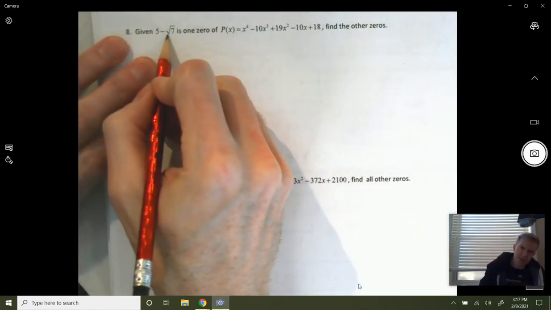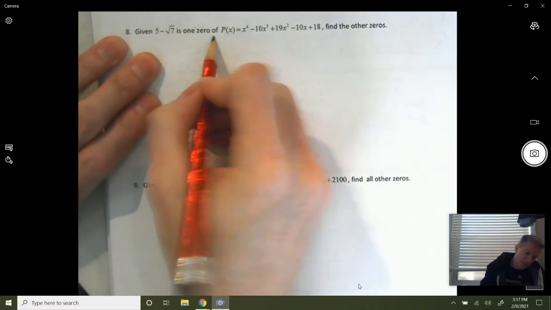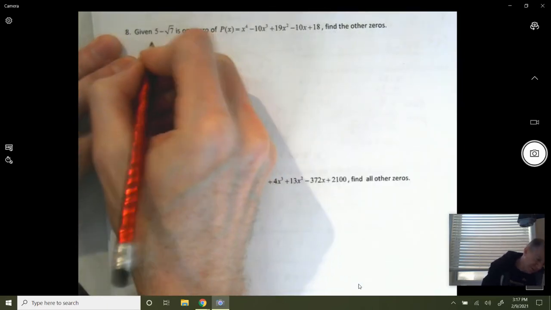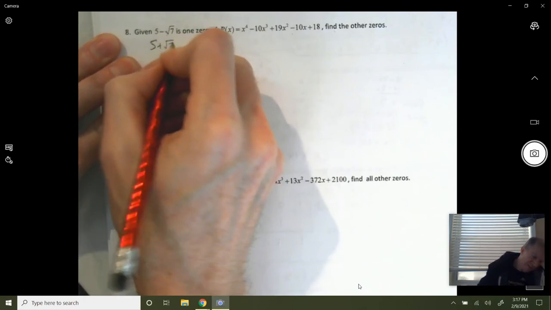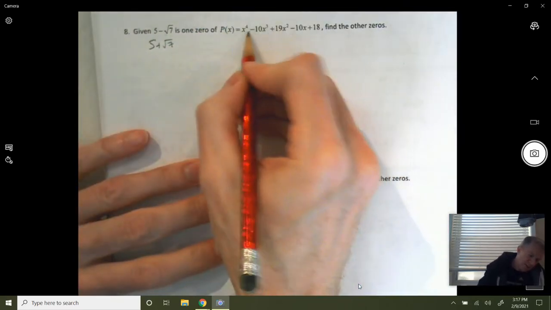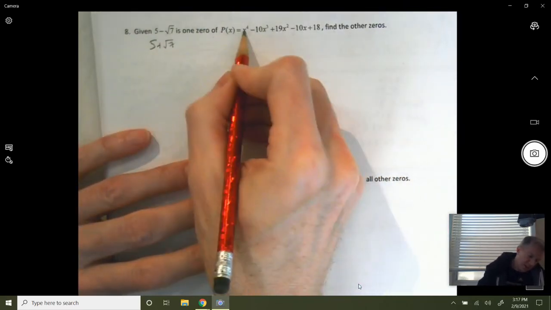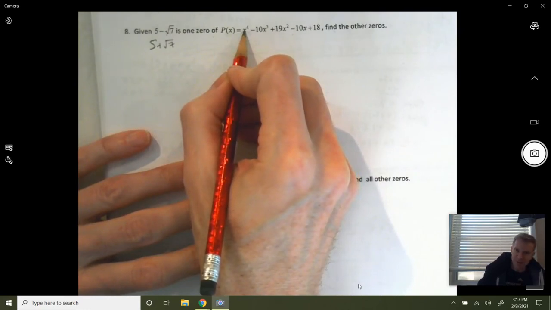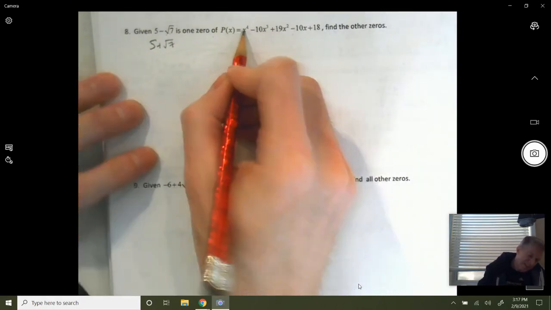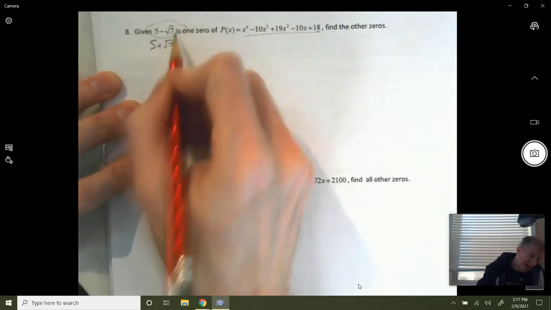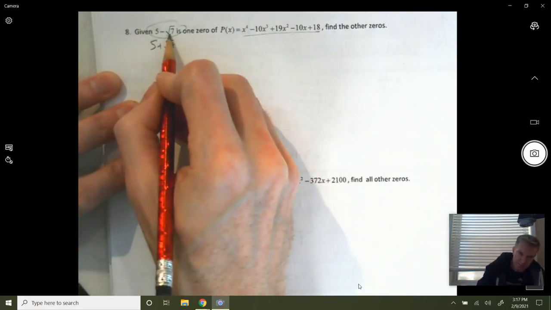5 minus rad 7 is one zero of this. To find the other zeros, another one is 5 plus rad 7. Let's try this. I don't want to raise that to the fourth, so we're going to do this with synthetic division. I'm going to divide by x minus this quantity.